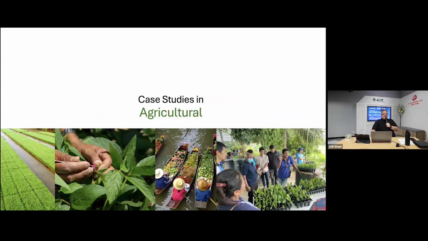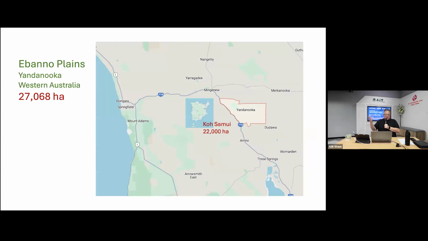So let's look at some case studies in agriculture to help frame this a little bit. I want to talk about a farm in my home state, a farm called Ebino Plains. To give you some size, you can see on the map, it's about 10 or 15% bigger than Koh Samui. It's a 27,000 hectare farm.